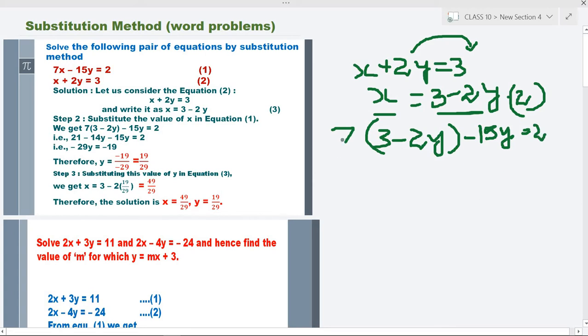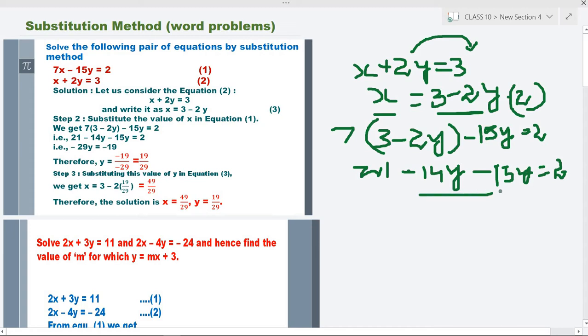Now the next step is multiply 7 with both these terms and remove the bracket. 7 3s are 21. And 7 into minus 2y is minus 14y. And minus 15y is already in the question. Equal to 2 in RHS. Proceed as it is over here.